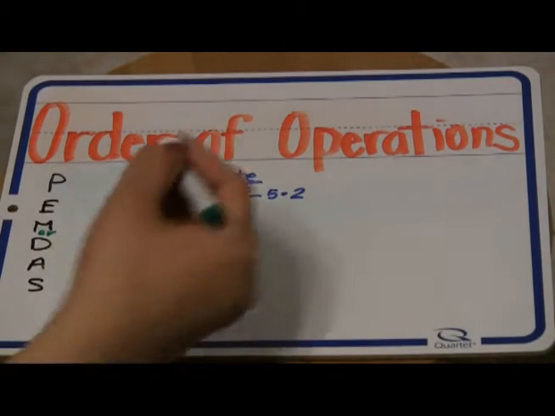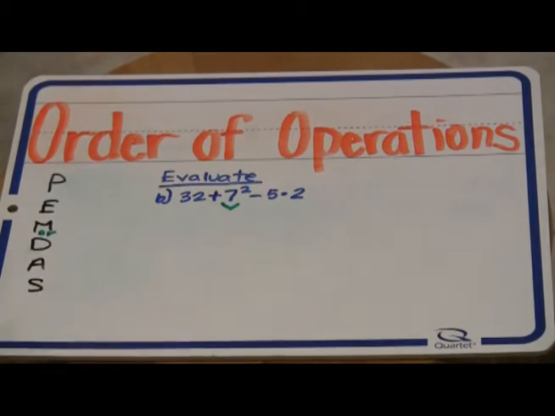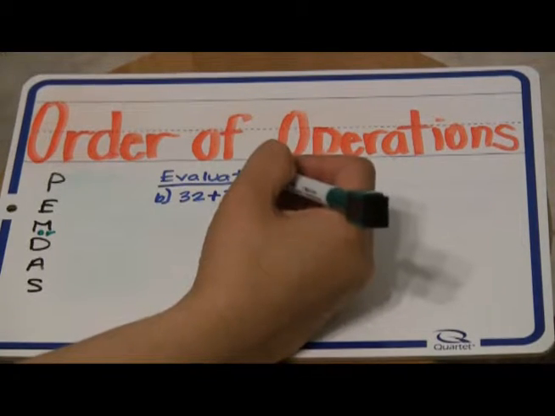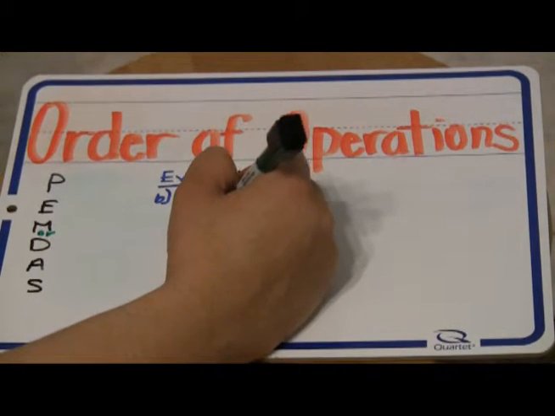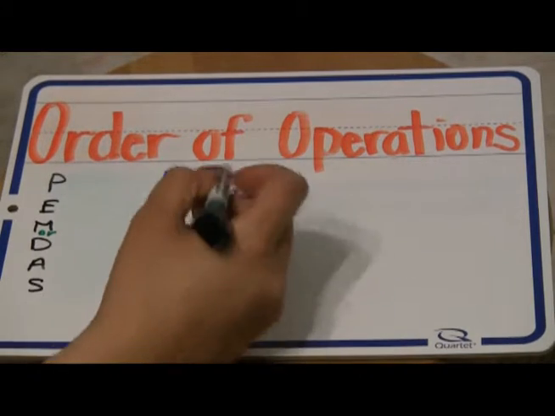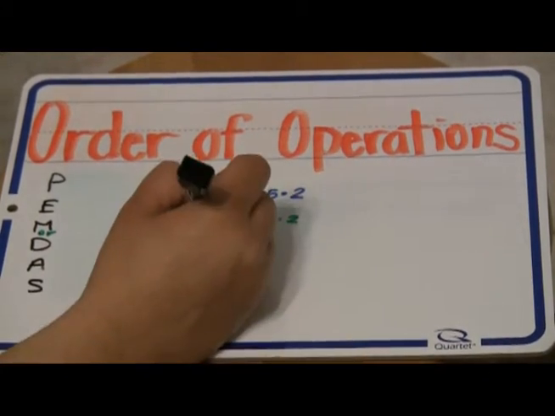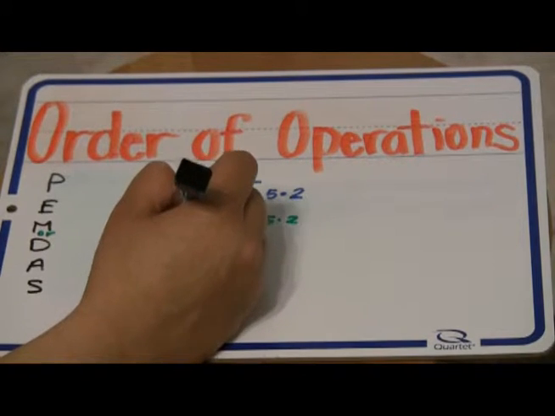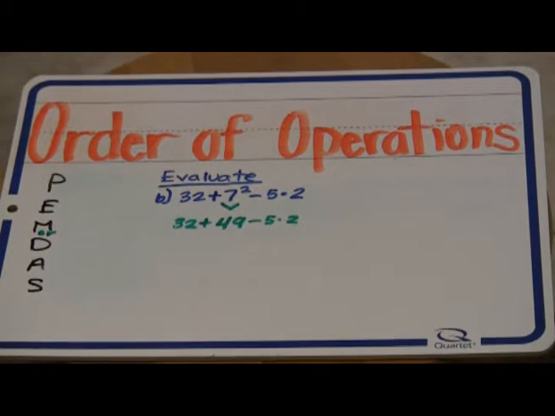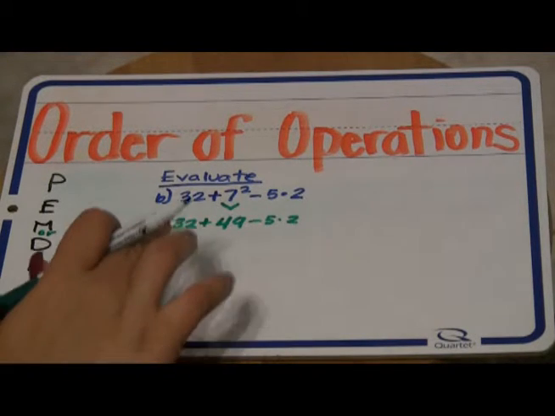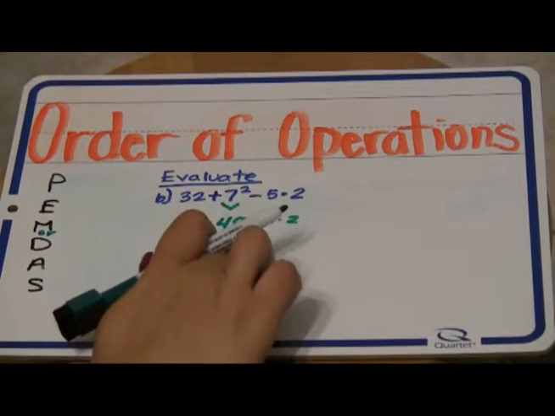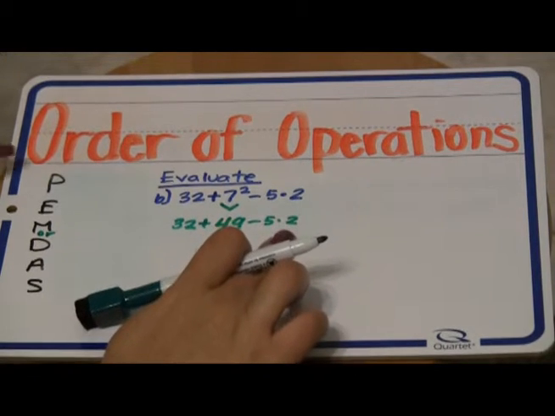We have our exponent right here. When we work with our exponent, 7 squared, our answer is the same thing as 7 times 7, which is 49. I'm going to rewrite the rest of the problem as minus 5 times 2. I can't forget that 32 in front of it. The next thing, we go ahead and look at this from left to right, and I see addition, then I see subtraction, and then there's multiplication.